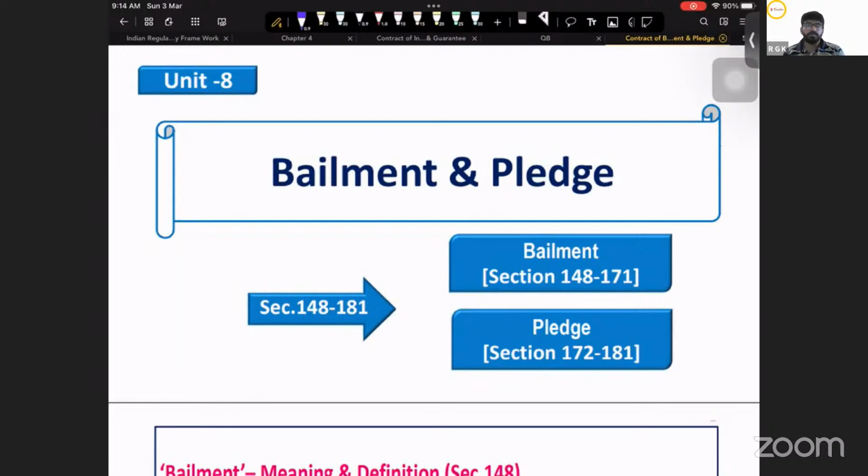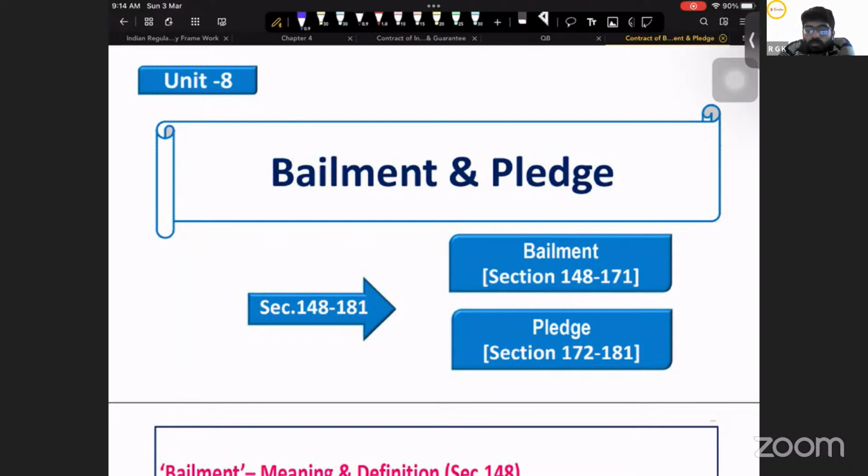So, getting back to our discussion, the next topic that we are going to take up is contract of bailment. And then comes something similar to bailment, what we call as pledge. So, Unit 8 of your Contract Act deals with this topic, contract of bailment and contract of pledge. Bailment.